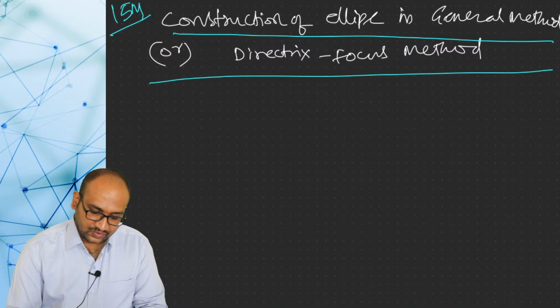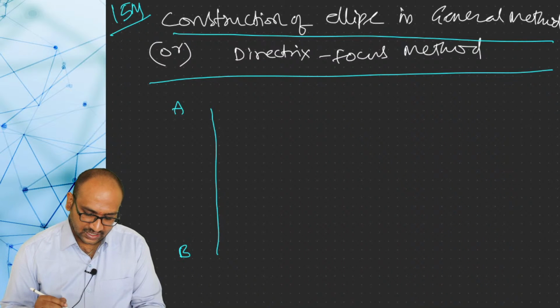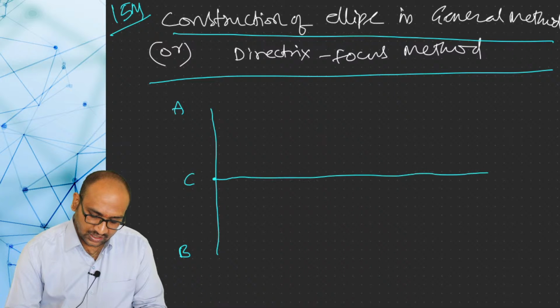Nomenclature of ellipse in general method. This line is known as directrix. Draw a vertical line, that line is known as directrix, and you select any point on the line AB and name it as C. C as center, you draw a line which is perpendicular to AB and name this one as D. This CD line is known as axis.